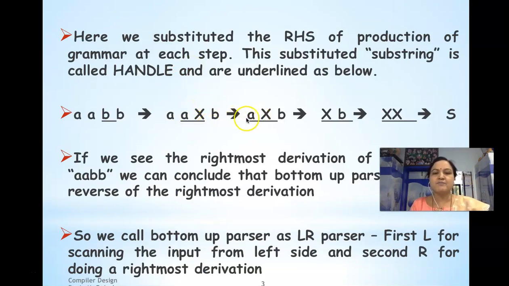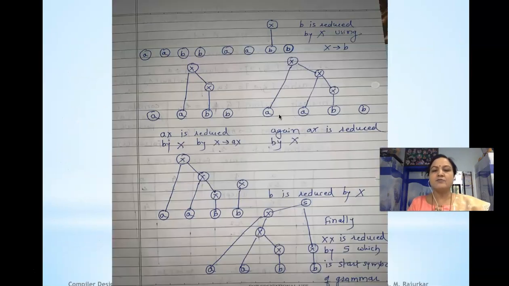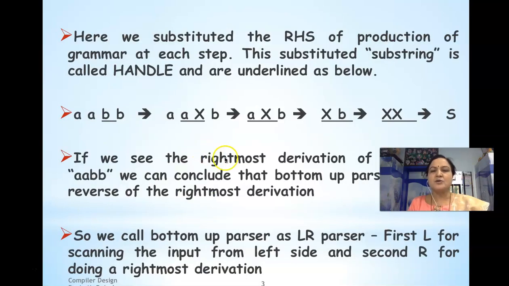In the next step, we achieve AXB. Here AX we are going to reduce, so this AX is called a handle here. Now AX is reduced by X. Now we got XB, and at this stage we reduce this B by X, and we get XX, reduced by S. So whatever is underlined is nothing but the handle here.